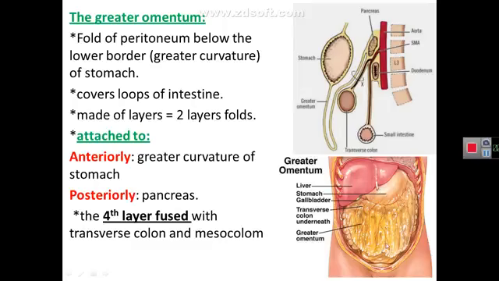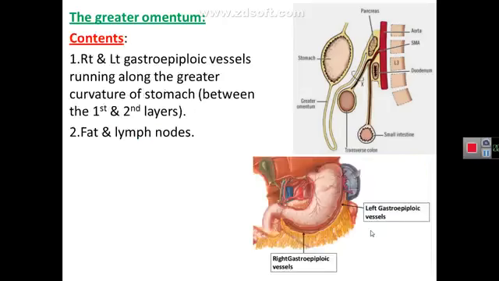This is the greater omentum. You can see it is loaded with fat, containing blood vessels. So if you open the greater omentum by scissor or scalpel at the lower border of the stomach, which is called the greater curvature, you will find vessels called gastroepiploic vessels running there. So the content of the greater omentum includes, number one, left and right gastroepiploic vessels. The name gastroepiploic is because these vessels give branches to the stomach, which are gastric, and branches to the greater omentum, which are epiploic. So the original stem is called gastroepiploic, left and right, running at the greater curvature of the stomach.